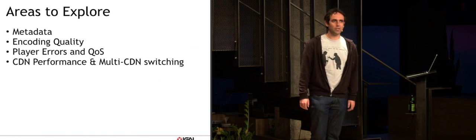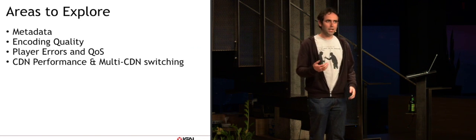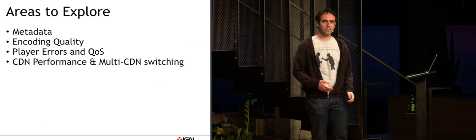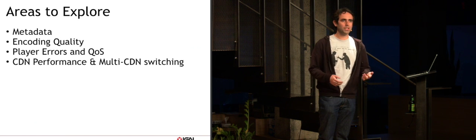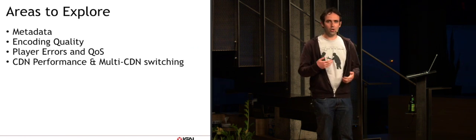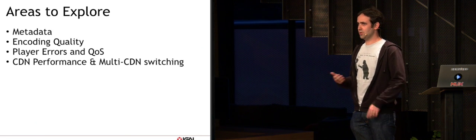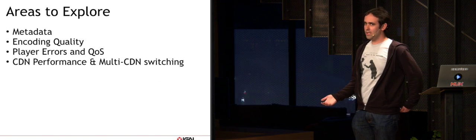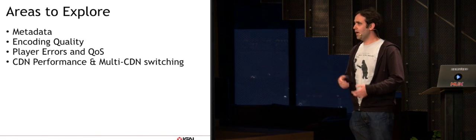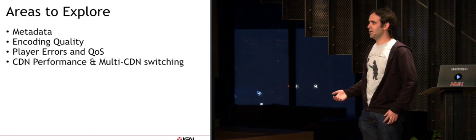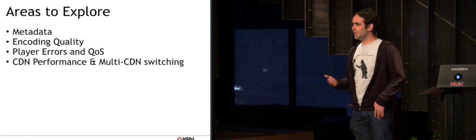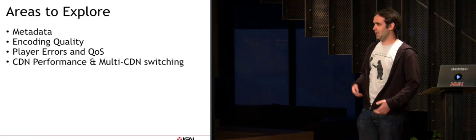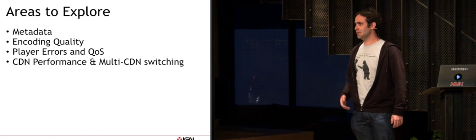There's a few areas we're going to explore tonight. First is looking at metadata, so some tools that you can use to look at containers, at adaptive manifests, and codec and media information. Then we'll talk a bit about encoding quality and various approaches and tools that you can use to understand the visual quality of your encodings. Then we'll look at player errors and quality of service and how to ensure the best experience for your users. And finally, we'll talk a bit about delivery, CDNs, and how multi-CDN switching can help to improve the delivery experience to your customers.